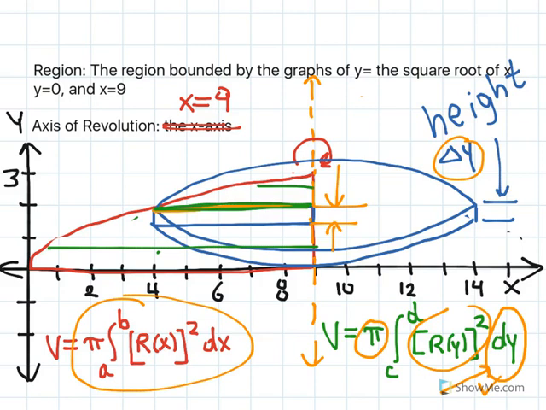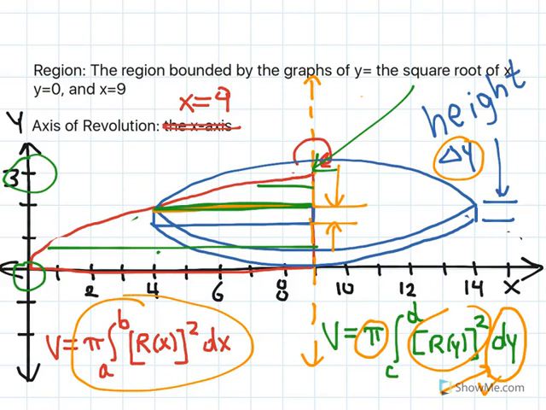So you need a function of y that will give you the radius of an arbitrary cylinder, starting from the bottom, where y is equal to 0, and going all the way to the top of our region, right here, where y is equal to 3. So in this particular problem, the limits of integration will be from y is equal to 0 to y is equal to 3. And how do we get the integrand?